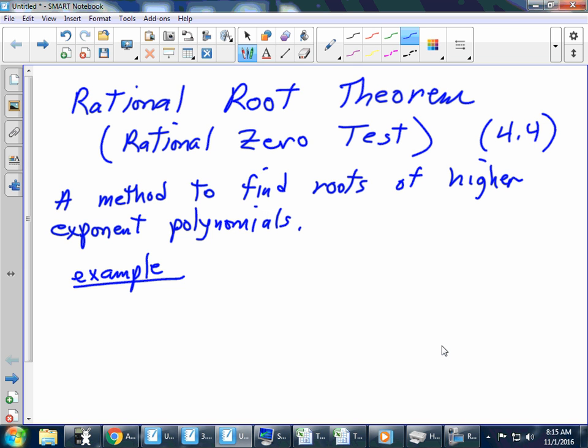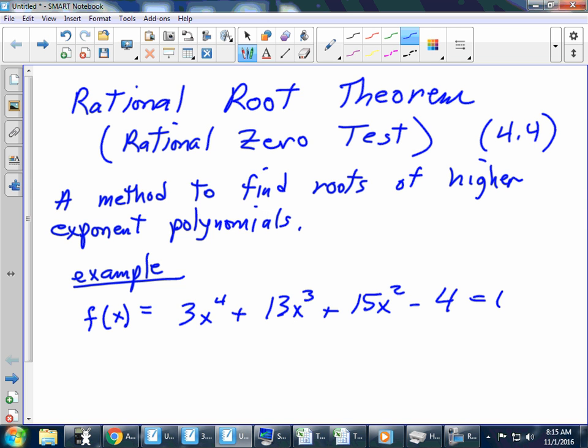Okay. Let's say we have f of x equals 3x to the fourth plus 13x cubed plus 15x squared minus 4 equals 0. Now, we notice that this is a fourth degree polynomial with a positive leading coefficient. What else is noteworthy about this expression?